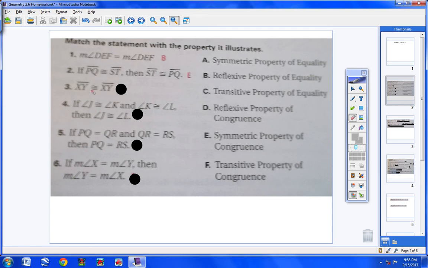XY is congruent to XY. So that's going to be the reflexive property. And notice it's a congruent symbol. So the reflexive property of congruence. Here it is, letter D right here. Letter D. All right, number 4.